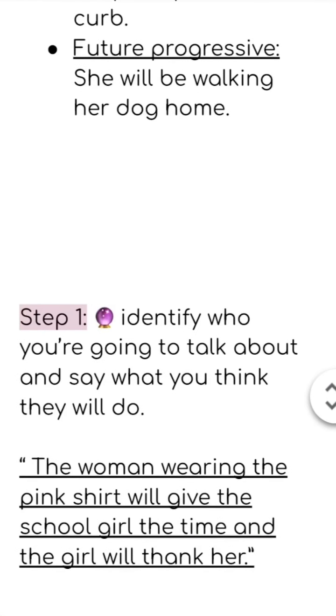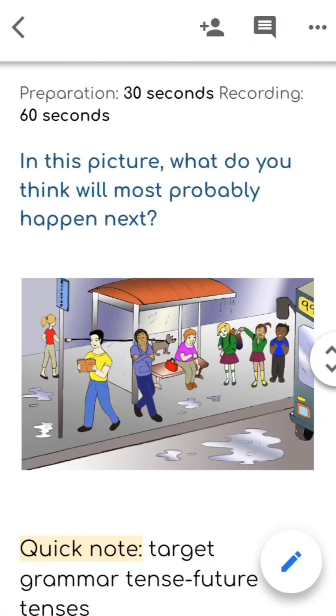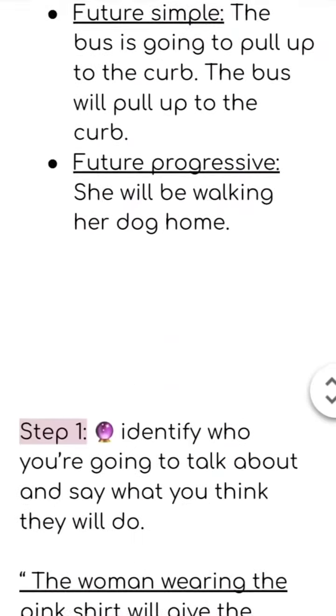So the first step here is, during the 30 seconds, to identify who you're going to talk about and say what you think they'll do. So the woman wearing the pink shirt will give the schoolgirl the time and the girl will thank her. You can see here, there's that lady in the middle of the picture and you say what she's going to do. You don't have to describe the picture again, just describe who you're talking about or what you're talking about.